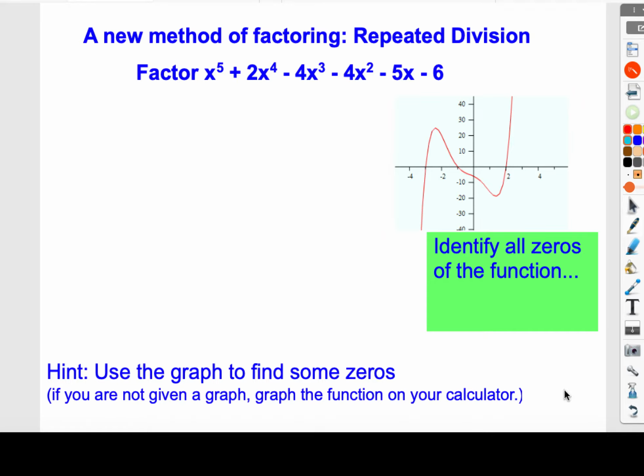Okay, this is the second video talking about division, or polynomial division, and how it can help us as far as finding zeros and factors of polynomials. So this is kind of the main idea: a new method of factoring, or repeated division.